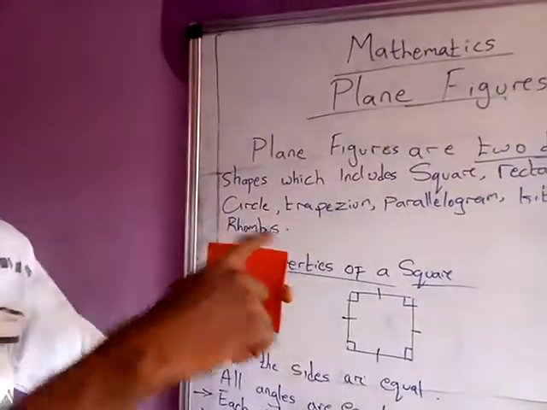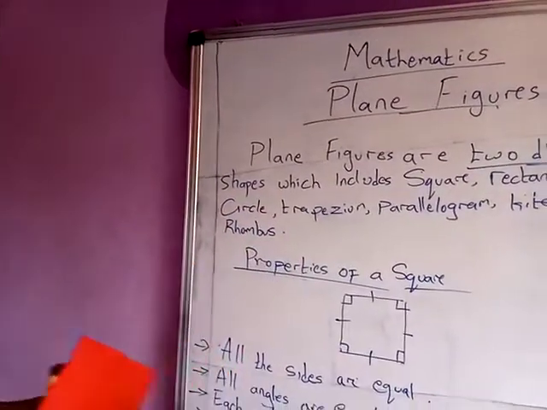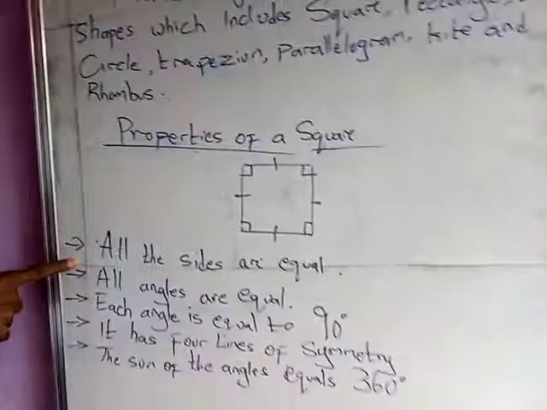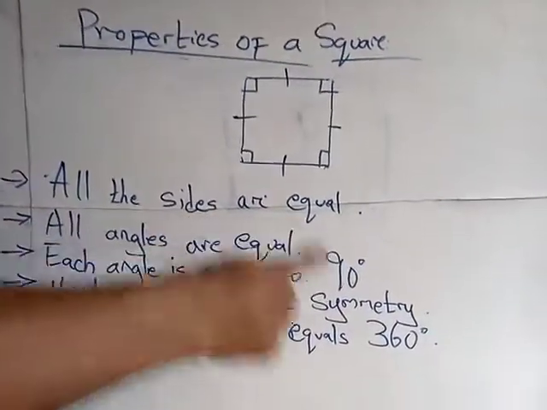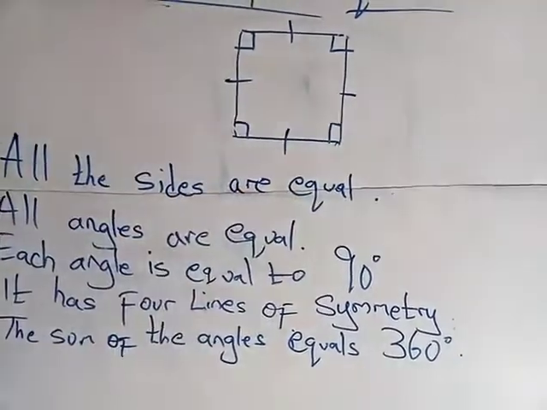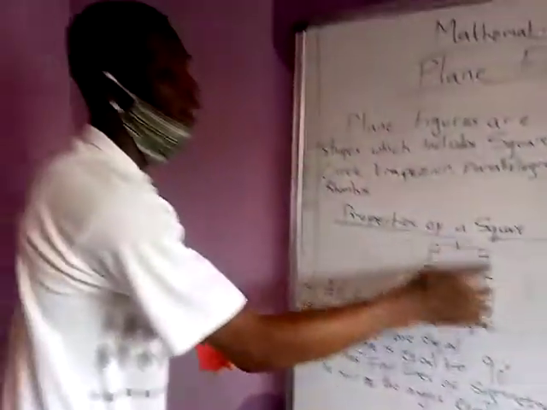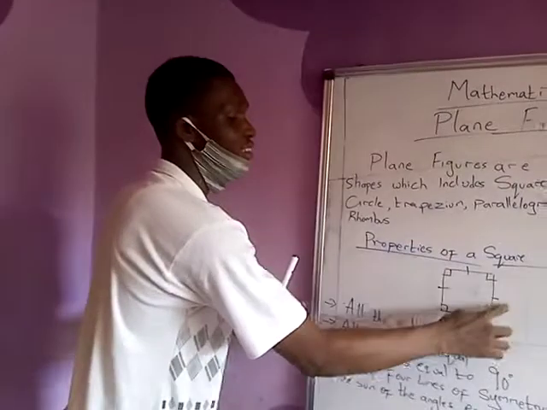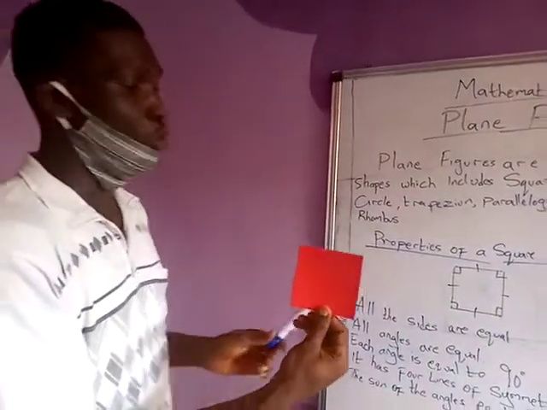The sides of a square are the same. You have that as your number 1 point: all the sides of a square are equal. And that is the reason why these marks are there. All the sides are equal. Look at a square.